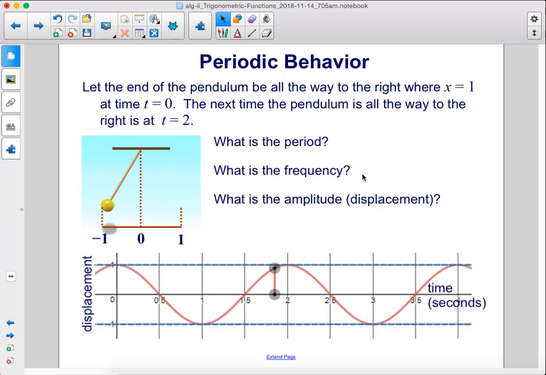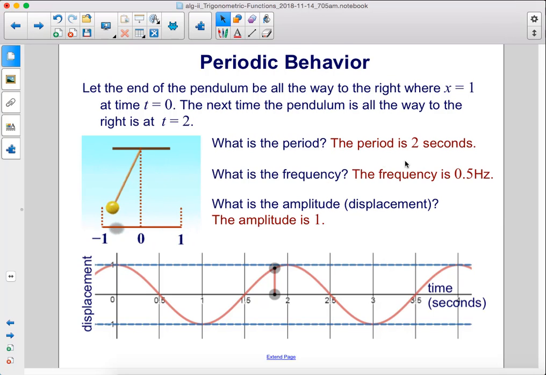What is the period? What is the frequency? What is the amplitude or displacement? The period is 2 seconds because that's how long it takes for the motion to start over again. What's the frequency? Well, that's the reciprocal of the period. So the frequency is 0.5 hertz. And what is the amplitude? The amplitude is 1. And that's the distance between the equilibrium position at 0 and the maximum. It's also the distance between the equilibrium and the minimum.